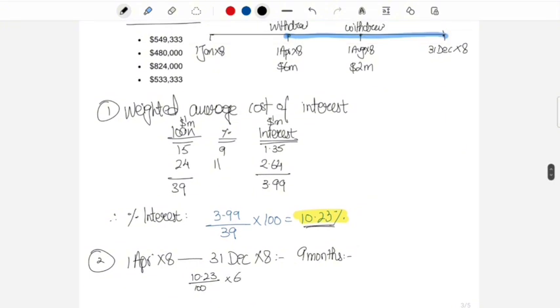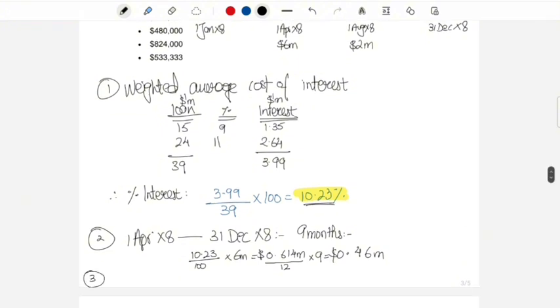How much is it? 6 million. Once you calculate this, you should find out that the annual interest on 6 million will be $0.614 million. Then you will divide this by 12 to calculate the interest per month, multiply by 9 months, because that loan is going to be for 9 months up until the year end. You should find out that the borrowing cost is going to be 0.46 million.